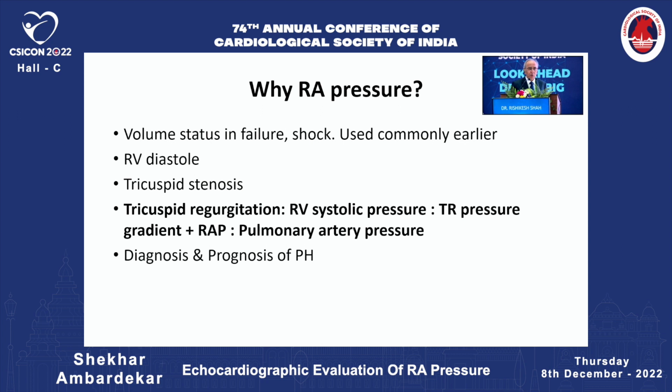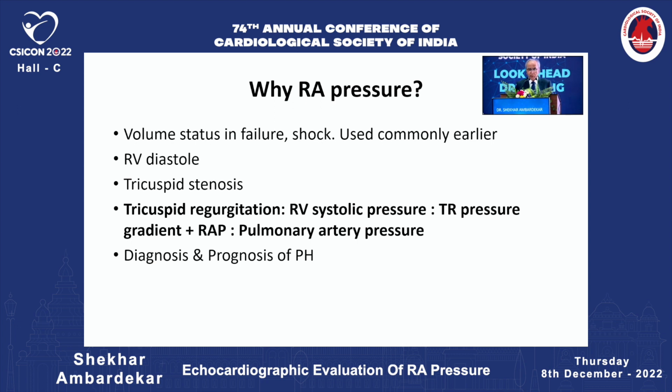Earlier, in the ICUs also, we used to look at states of cardiac failure and shock, and this was used very commonly. We used to estimate RA pressure and decide whether the patient is volume responsive. Of course, these days, different methods are used. They see fluid responsiveness by doing other tests, passive leg raising test, pulse pressure variability, and so on. Right ventricular diastolic properties we were earlier discussing. High right atrial pressure, of course, will be helpful there. In tricuspid stenosis, of course, the RA pressure will be high.